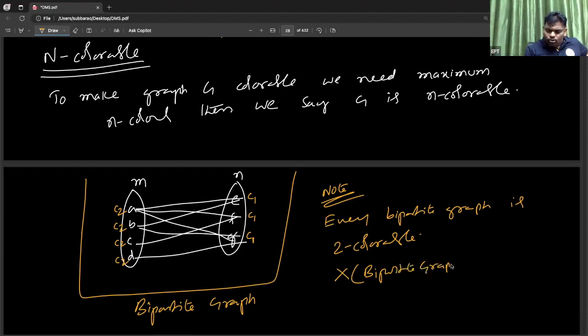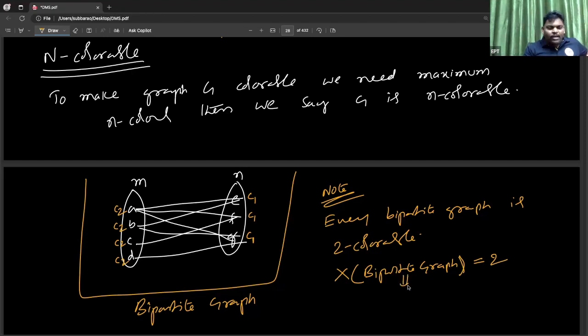Less than 2, not possible. Chromatic number of bipartite graph. What is the answer? Can I say 2? Right? And one more thing is this bipartite graph.